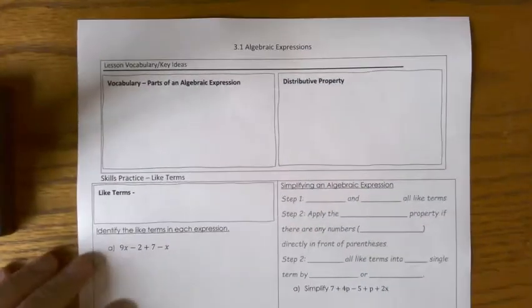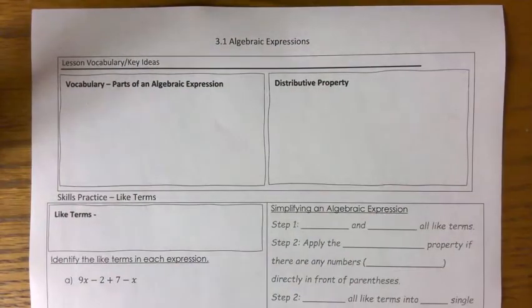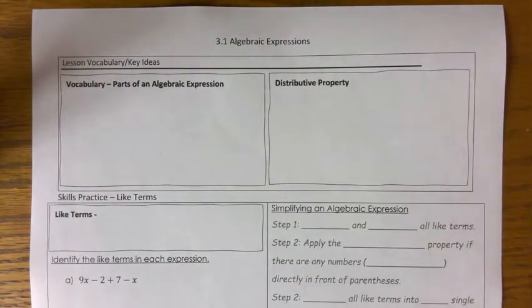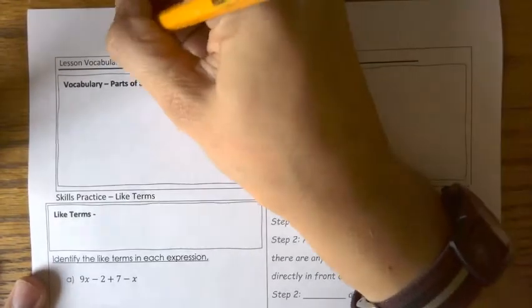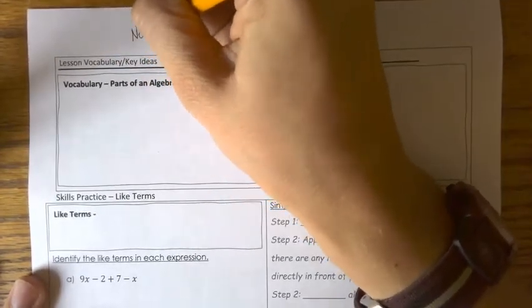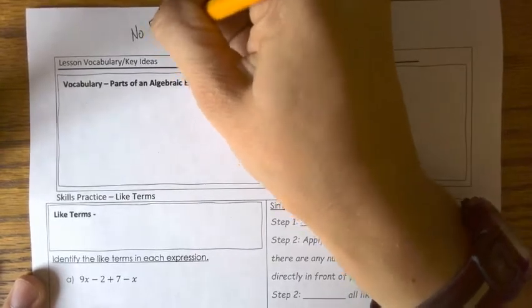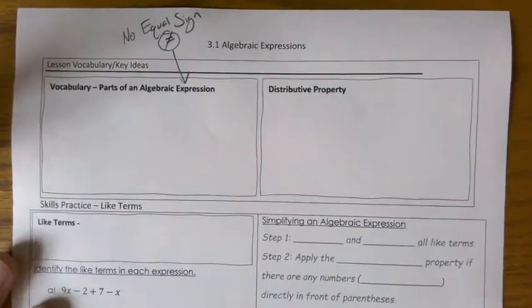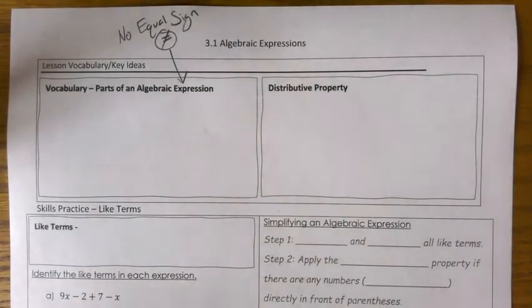Now recall, the title of this is expressions, meaning that it's not an equation. If you remember, an equation and expression are a little different. Equation has an equal sign. Equation, equal. Expression has no equal sign, meaning we can't solve it. We can't find out what the answer is. We're just going to focus on simplifying. If there is an equal sign, you can solve it. You can find the answer.